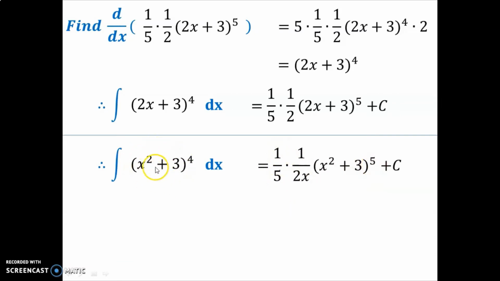And then we look inside and we say, what's the derivative of that? Oh, the derivative of all this is 2x. So I'm going to multiply by 1 over 2x. Just like here, we said, what's the derivative of that? It's 2. Oh, I'm going to multiply by 1 over 2.